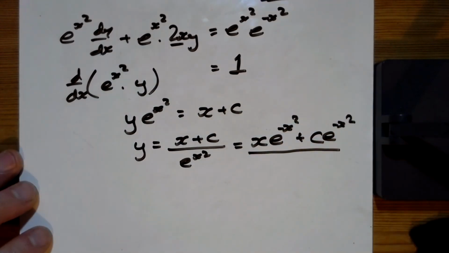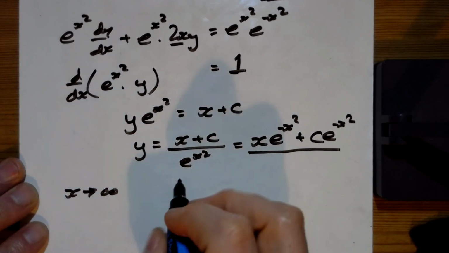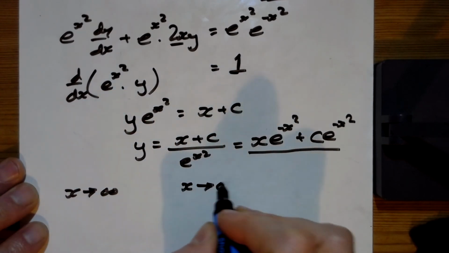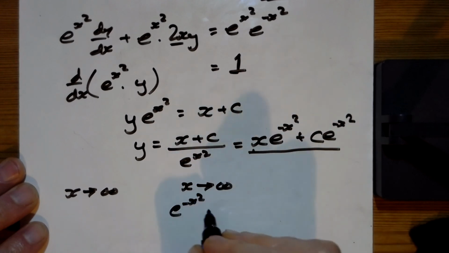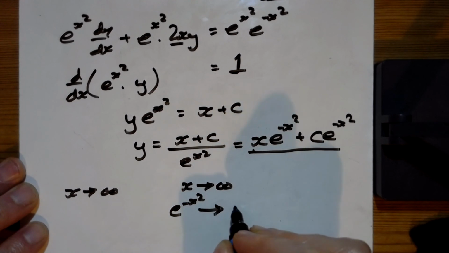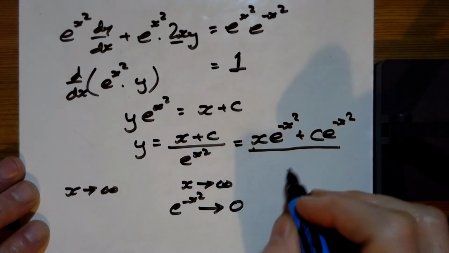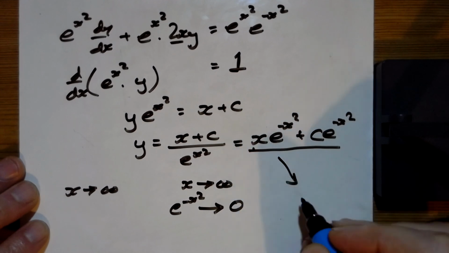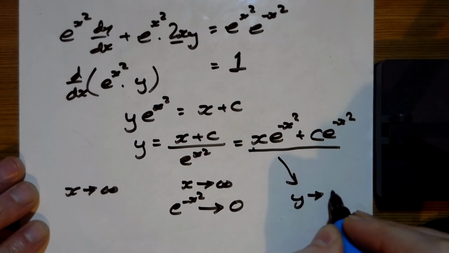Part B, what happens as x tends to infinity here? So as x tends to infinity, well, x is tending to infinity here, but e to the minus x squared is going to be tending to 0 at a much, much faster rate here because it's exponential. And so actually the whole thing would be tending towards 0. Y would get closer to 0.